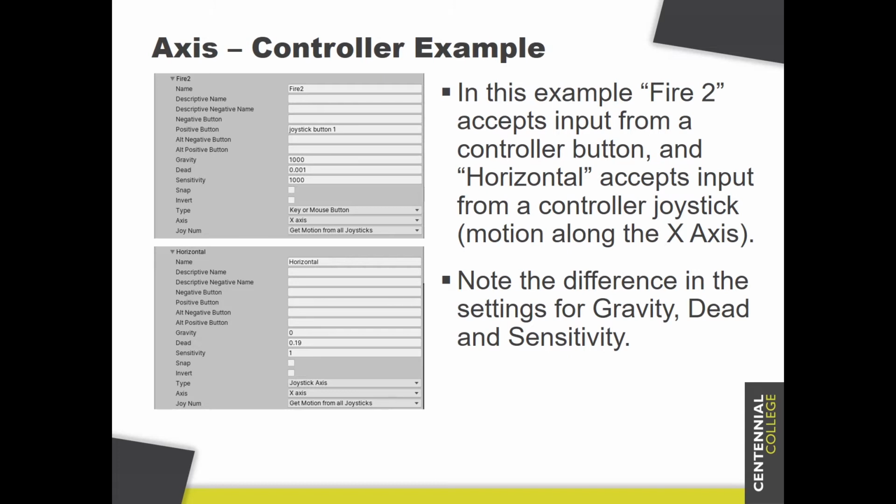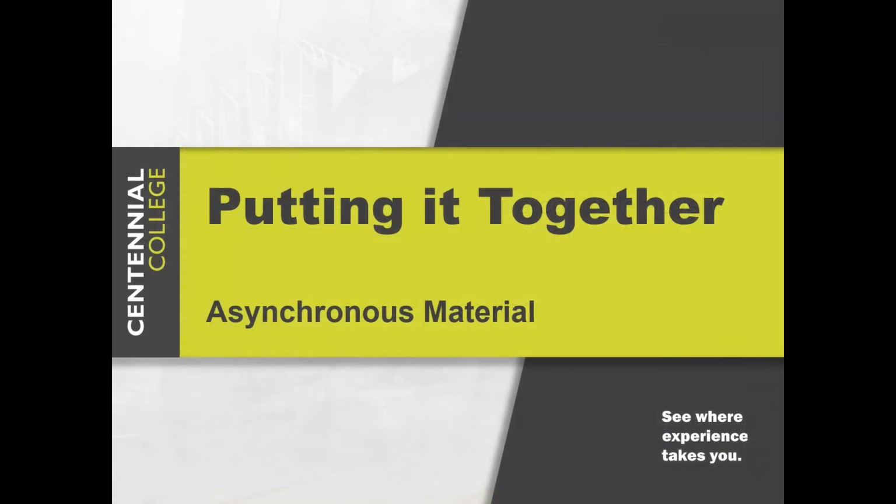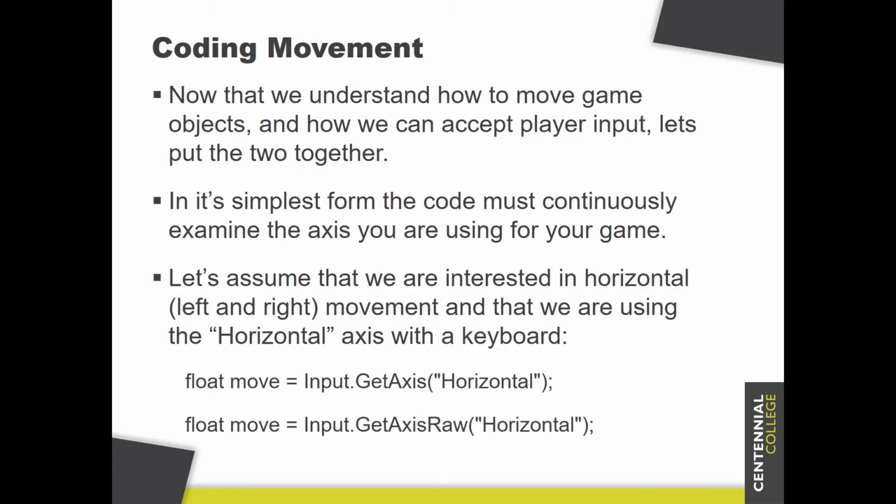Okay, so this data is being generated for us. Now we need to be able to access it. We need to be able to get it and use this data. So let's take a look at how we're going to do that. At the very bottom of this particular slide, you're going to see 2 lines of code. Float move equals Input.GetAxis, and in brackets and in quotations is the axis we're interested in, horizontal. The second one is float move equals Input.GetAxisRaw, and again in brackets, in quotations, is the axis we're interested in.